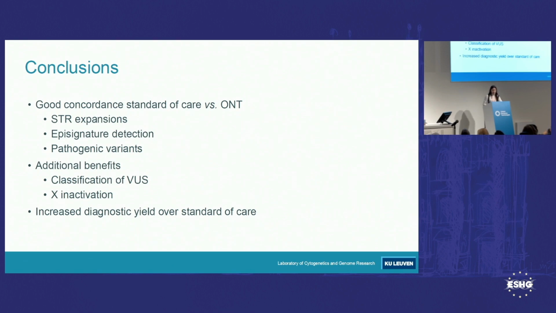To conclude, I think I could show you that we have a very good concordance between our standard of care and the ONT data that we have, both for STR expansions, but also for the detection of episignature. And we also could find all the pathogenic variants that we previously identified. ONT also offers the additional benefit that you can classify variants of unknown significance in case of episignature, and you can look at the X inactivation. And finally, with our small cohort, we did have an increased diagnostic yield over standard of care.